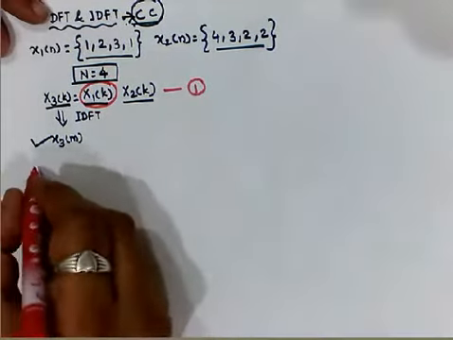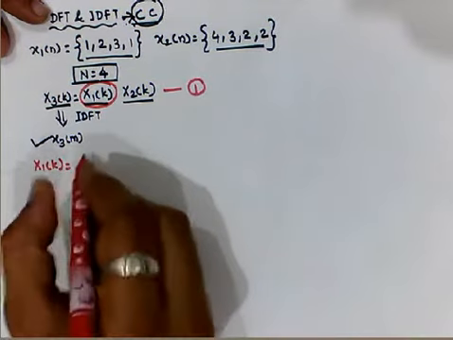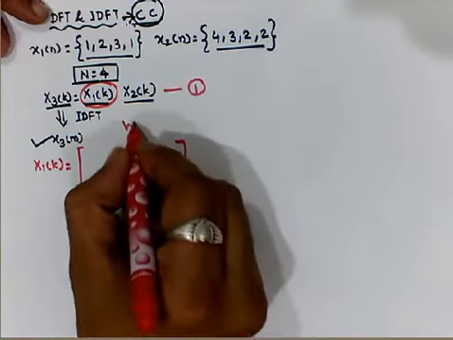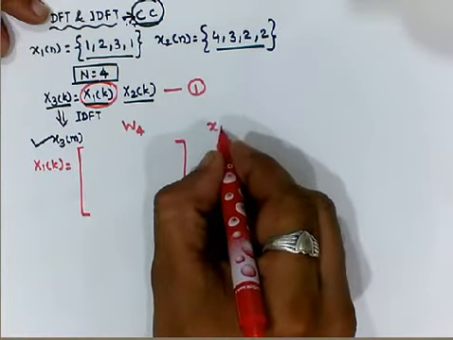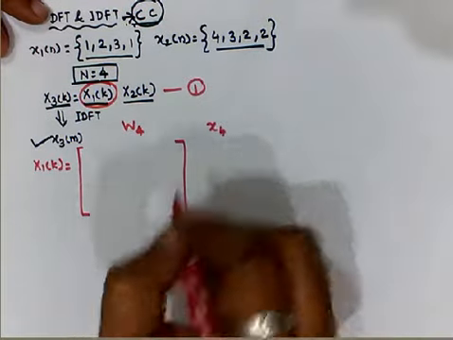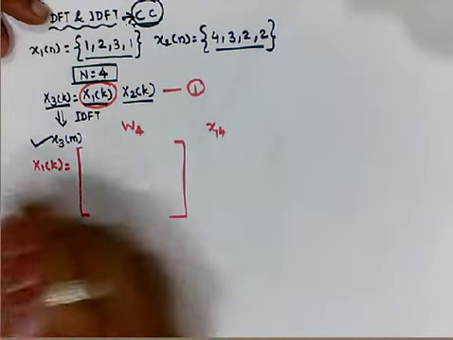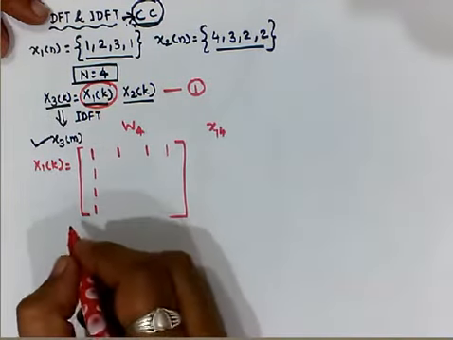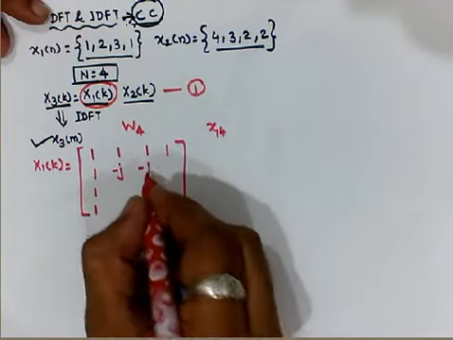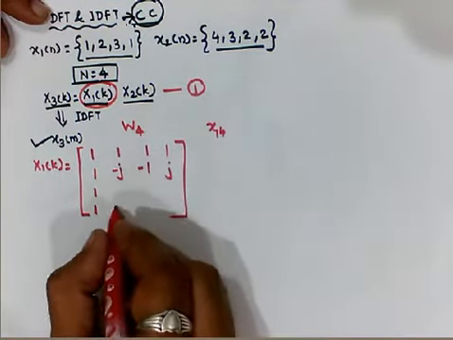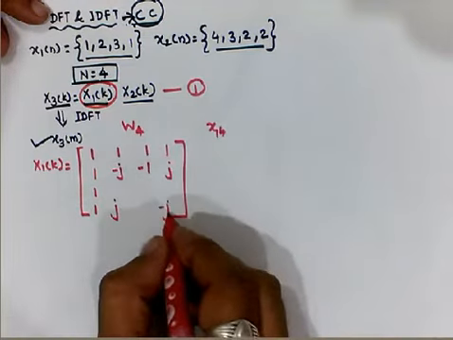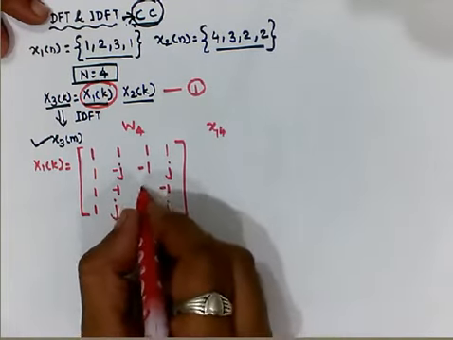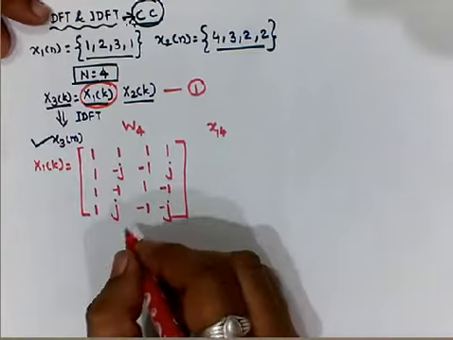So x1 of k will be obtained with the matrix, this is the W4 matrix, and the second matrix is the x1 of 4 matrix. The W4 matrix will be given by 1 1 1 1, which is all ones in the first row. The next row has 1, minus j, minus 1 and plus j. Write down this j here, this minus j here, this minus 1, this is minus 1, and at the center it is 1. This is quite simple to remember.